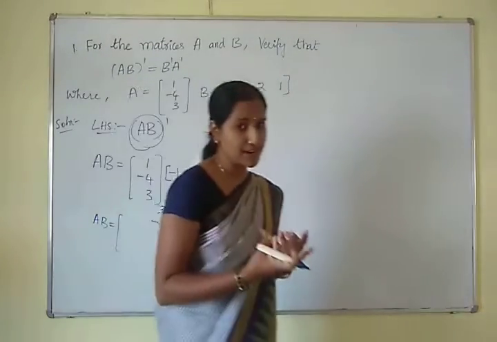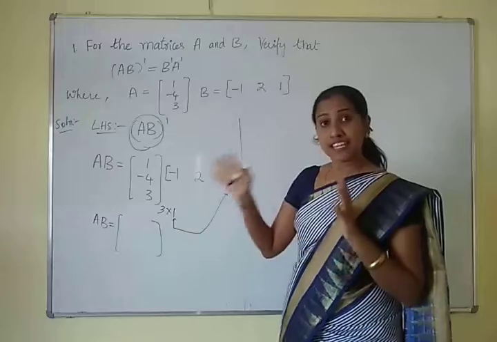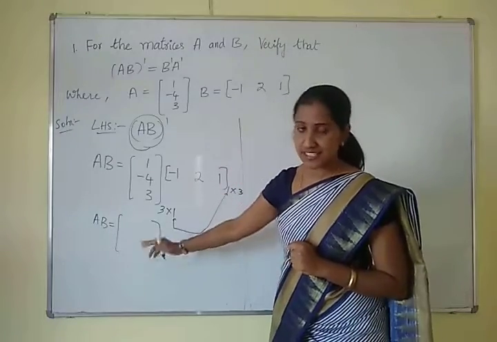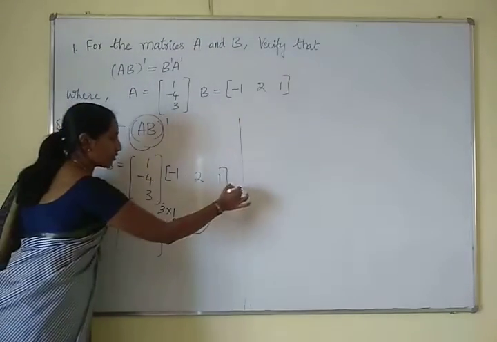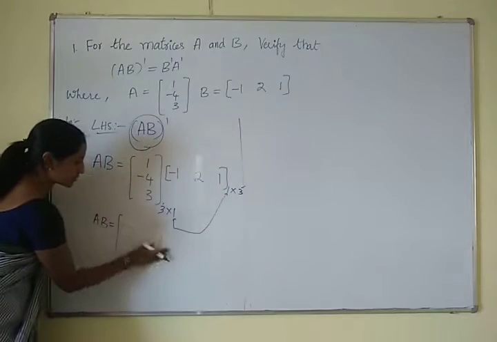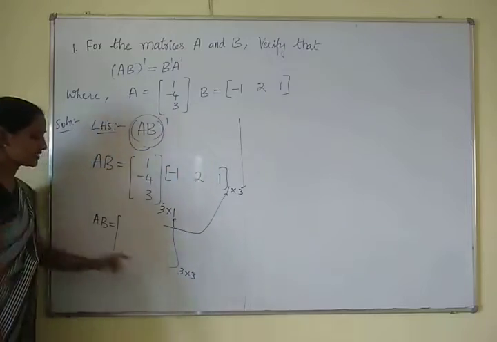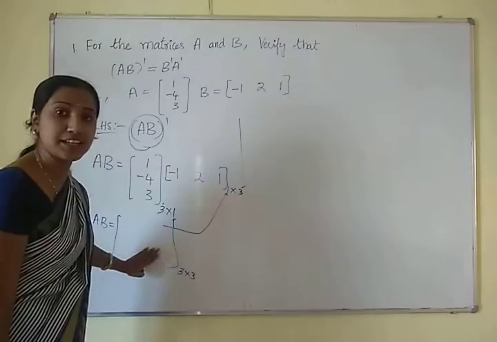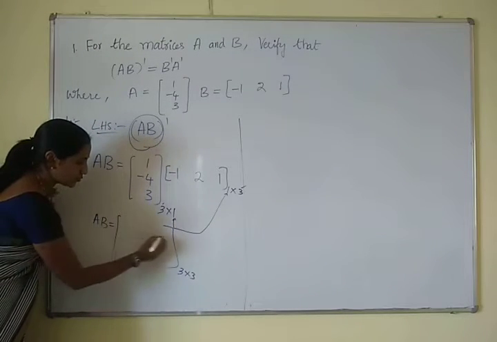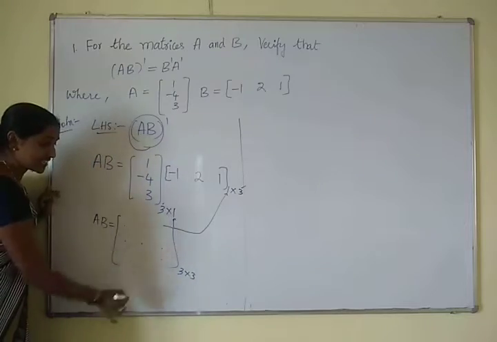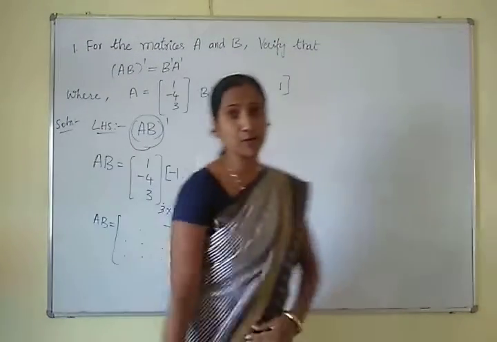So AB is equal to, okay. Before multiplying a matrix itself, we can predict the order of the resulting matrix, isn't it? Can we predict the order of this resulting matrix? What will be your order? 3 cross 3. See the outer part? After we multiply, we need to get the order 3 cross 3 for this particular matrix. So please be careful. You need to get 3 rows, 1, 2, 3, and also 3 columns. Clear? Fine. So you need to find 9 elements now. So let's begin.